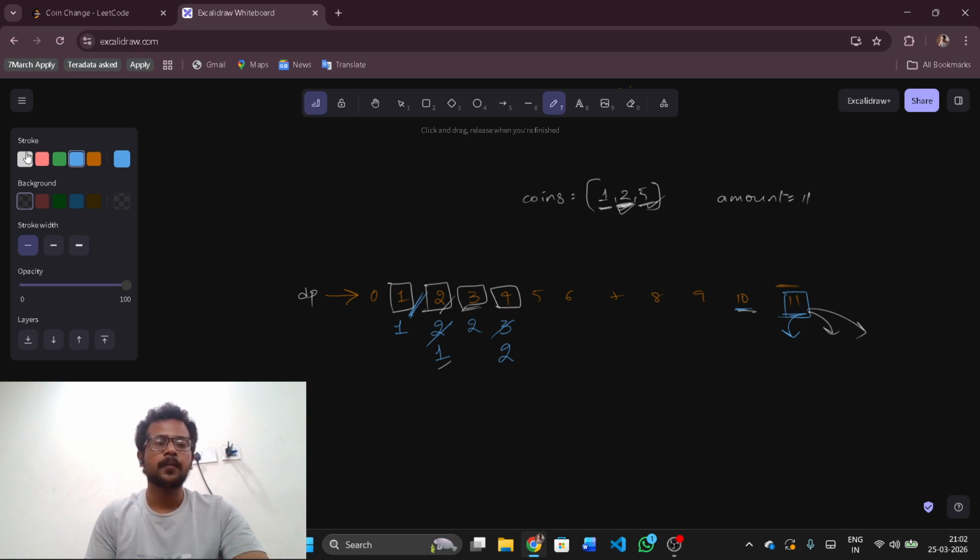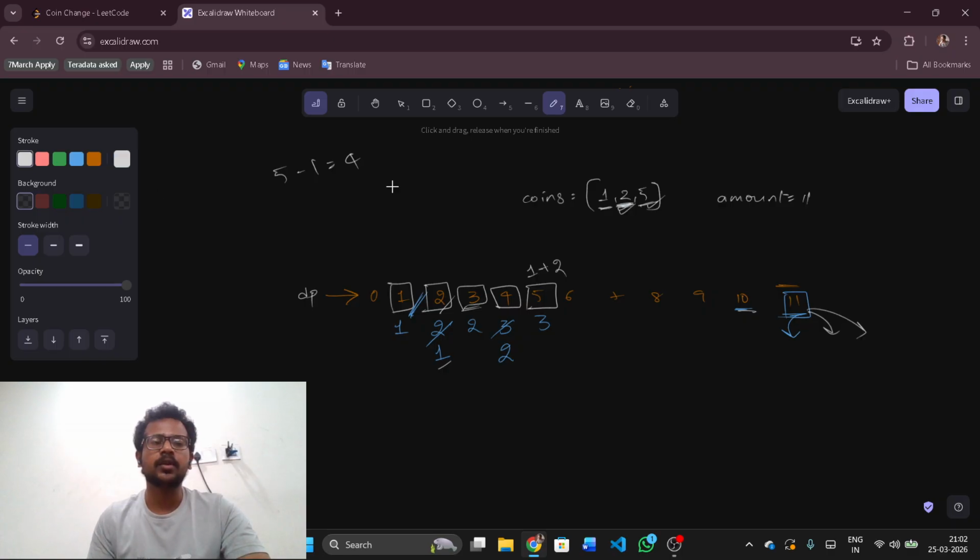Now I have 5. For 5, I take coin number 1. So 1 plus 5 minus 1 is 4. To make 4, how many coins do I need? To make 4, I need 2 coins. 1 plus 2 will be 3.